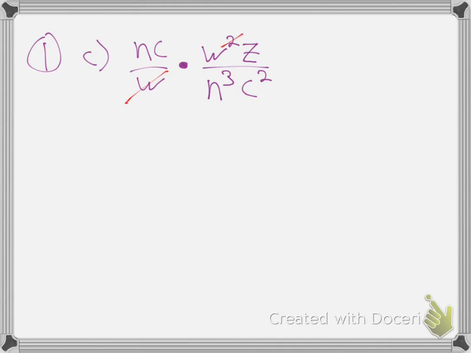W cancels one of those, leaving one W on the top. Good so far? What else can I do? The C goes in, leaving 1 down there. Anything else? N goes in there, leaving 2 of those. All right, so what are we left with? Looks like W, Z on the top, and N squared C on the bottom. So you can cross-cancel, because there's no glue. There's no pluses or minuses. Good? All right.